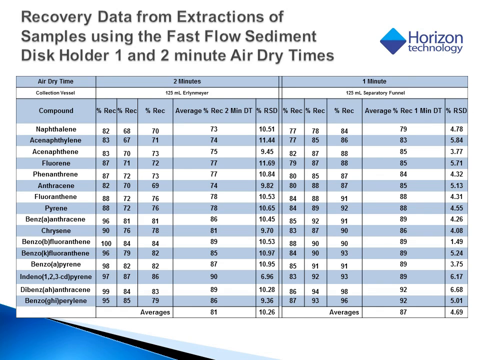This slide is showing recovery data from extractions of particulated samples using the fast flow sediment disc holder. Recoveries of PAH from these samples range from 73% to 90%. For samples processed with 2-minute air dry times, and samples with 1-minute air dry times, recoveries range between 79% and 92%.